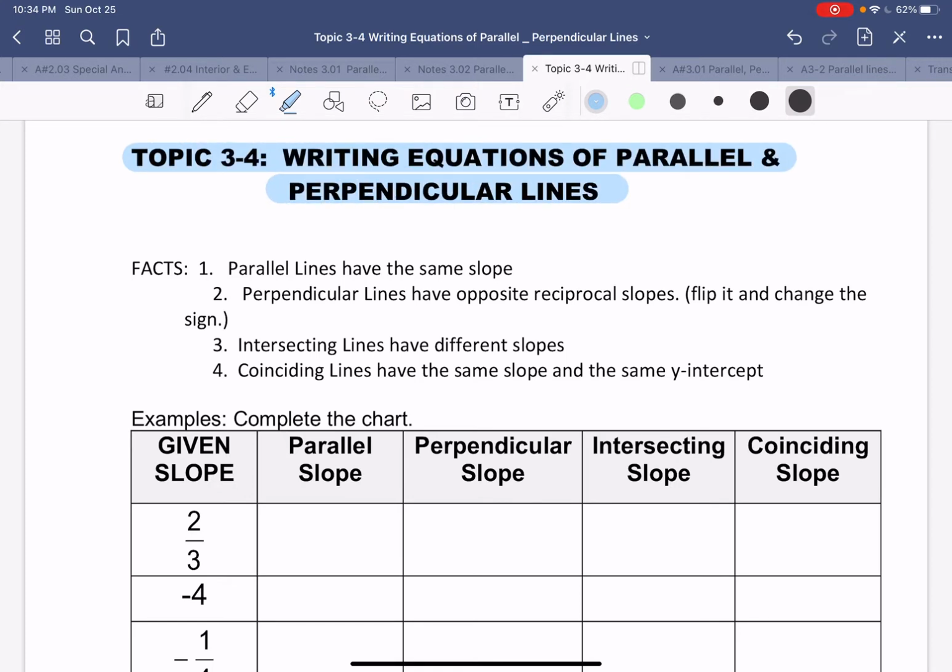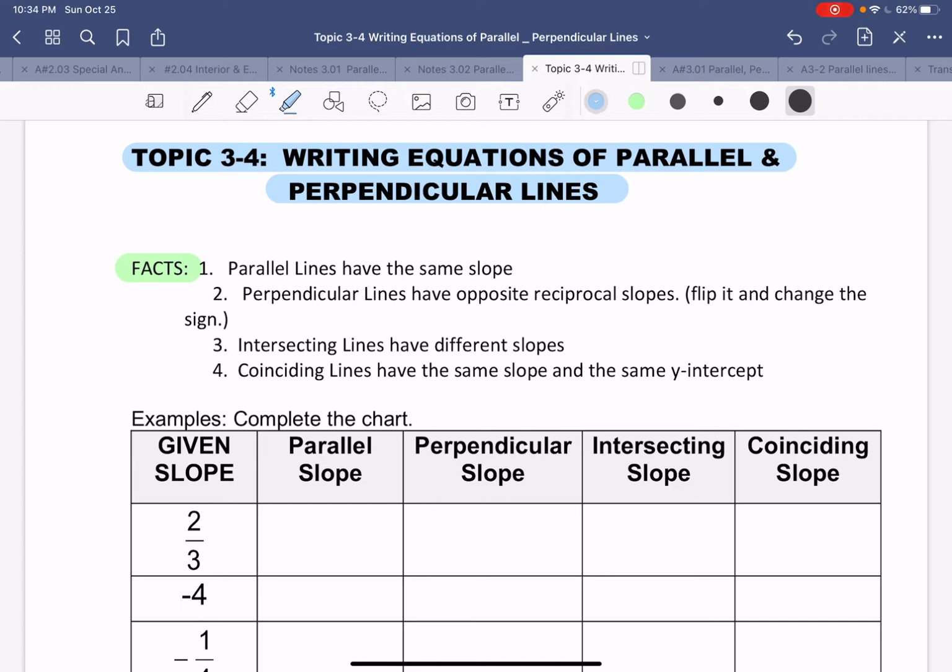Parallel, remember, means they do not touch ever, ever, ever. And perpendicular means they create a 90-degree angle. As you are taking notes, the most important thing you need to write down right here is the facts. If you have the facts, you are golden. I want you to participate in the examples, but the facts are the most important part today.